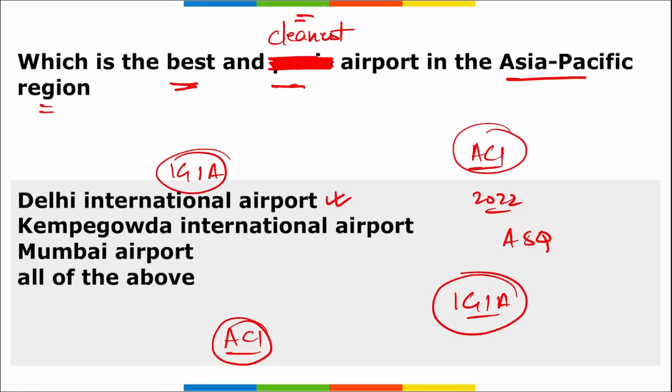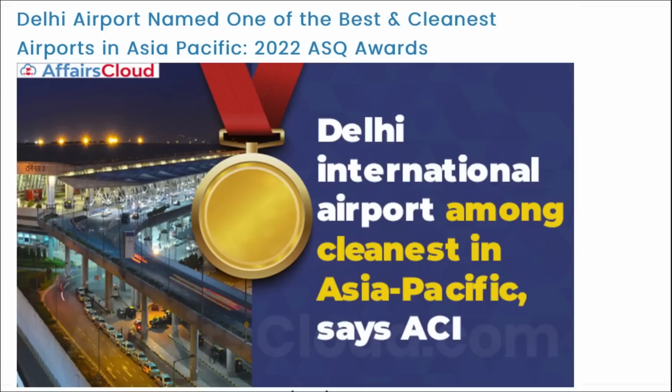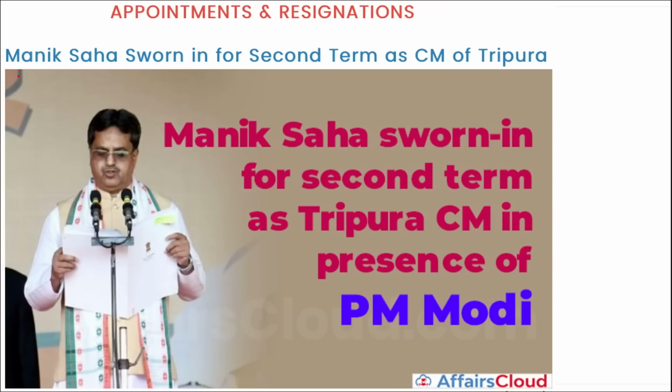Alright, important. Next, here you can see Delhi Airport named one of the best, that is the best and cleanest airport in the Asia Pacific region. Next, Manika Saha has sworn in for the second term as the Chief Minister of Tripura. As you can see him in the picture, Manika Saha sworn in for the second term as the Chief Minister of Tripura. All right.